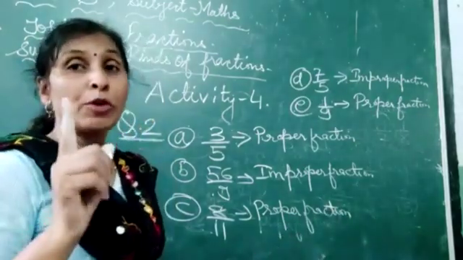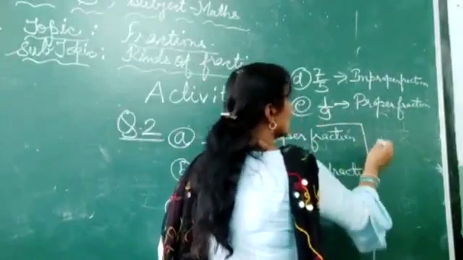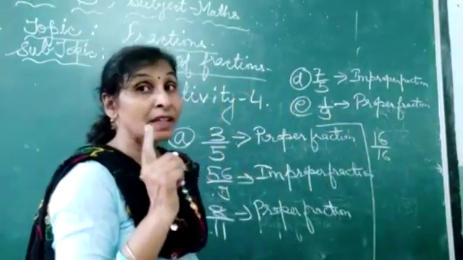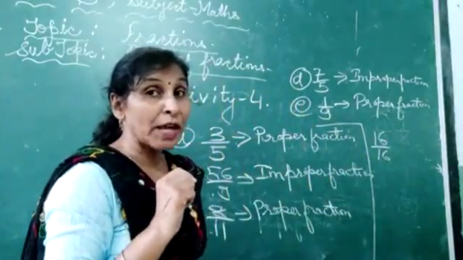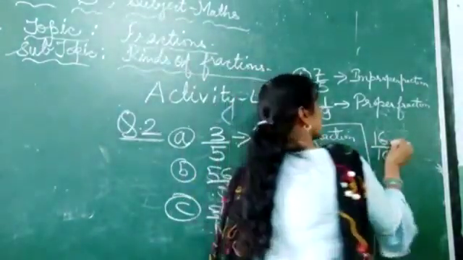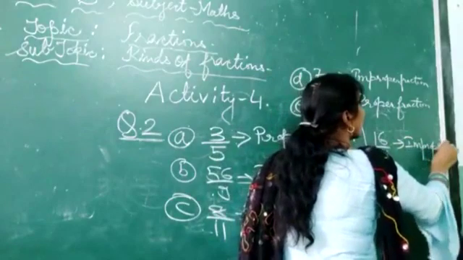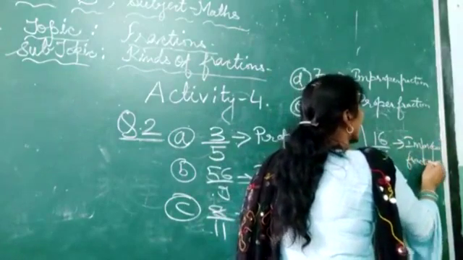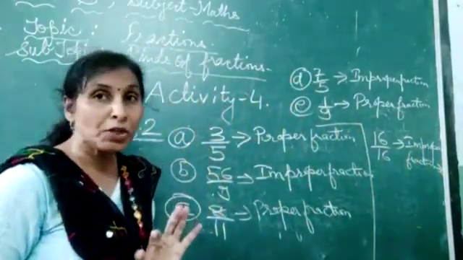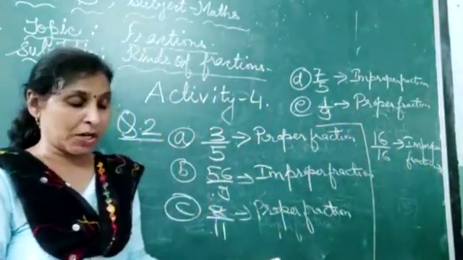Now you see, that is one more example I give you. Suppose, not given in your book, suppose 16/16 is given. Then which type of fraction you write it here? That is improper fraction. इस टाइप के फ्रैक्शन को आप क्या लिखेंगे? Improper fraction. आपको बताया था ना कि numerator is greater than or equal to denominator. That is the improper fraction.